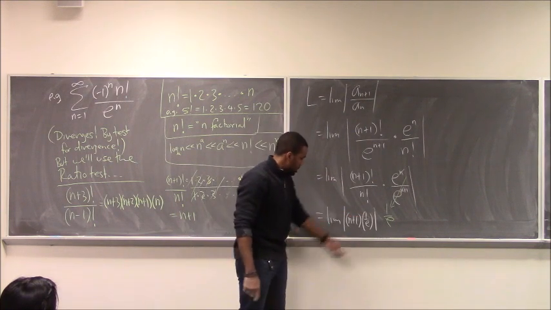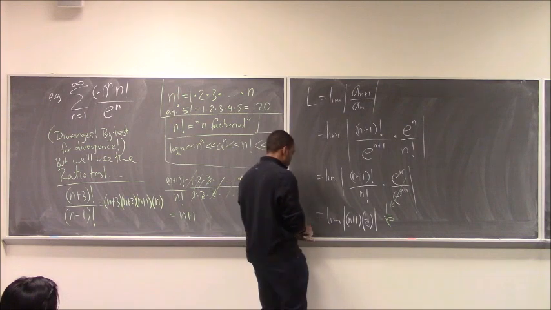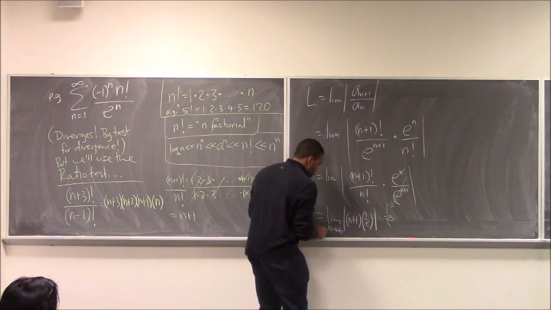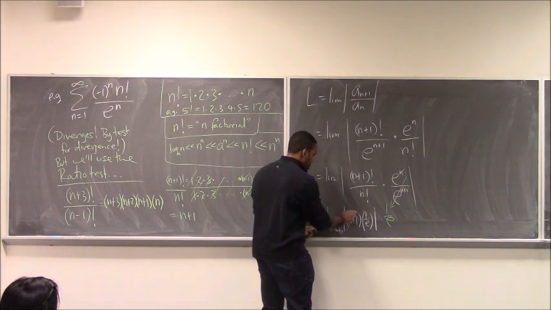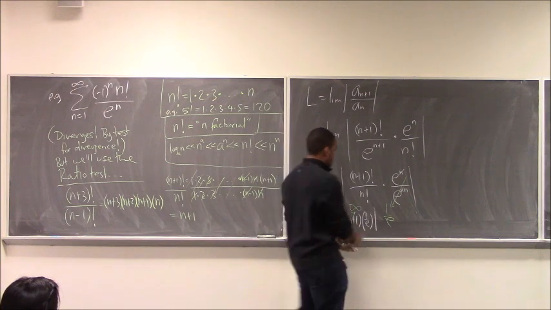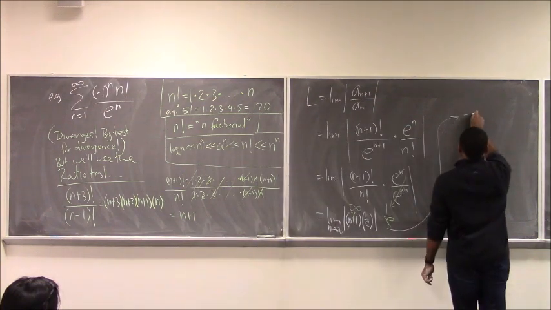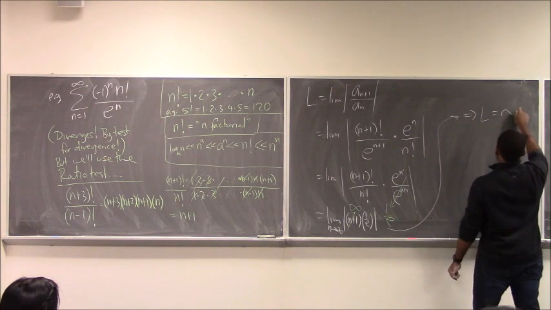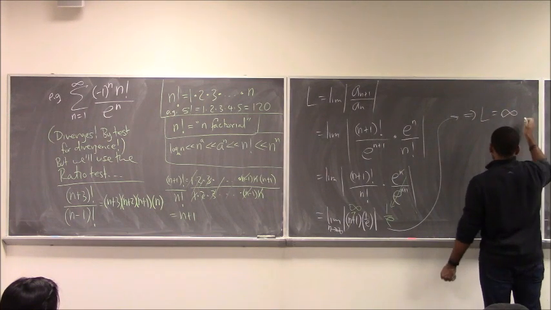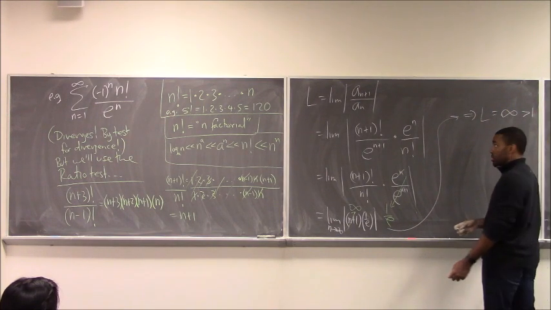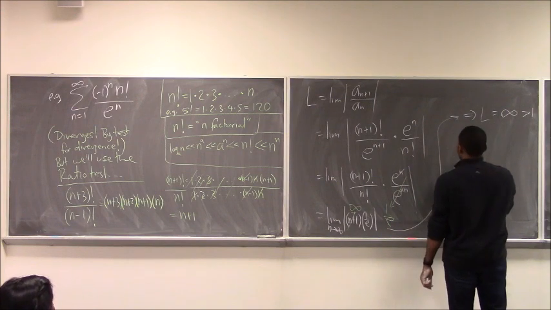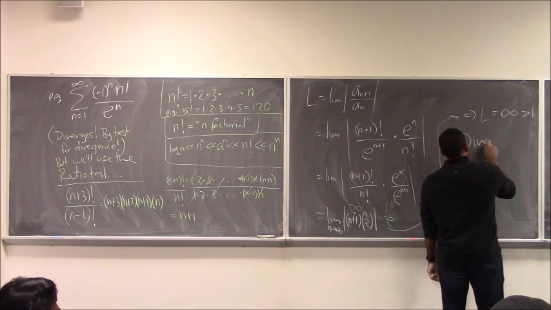Now 1 over e is just a constant, and as n goes to infinity, what's happening to this guy? Well, that's going up to infinity. So this implies that our L equals infinity, which you might notice is larger than 1. It diverges in spectacular fashion.